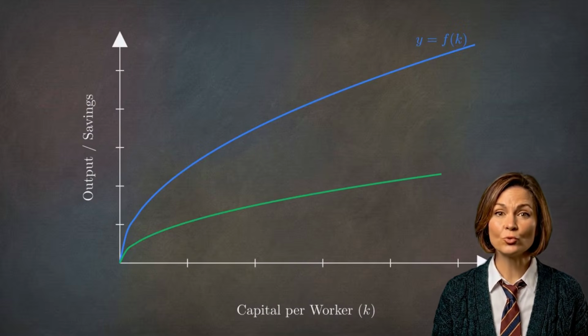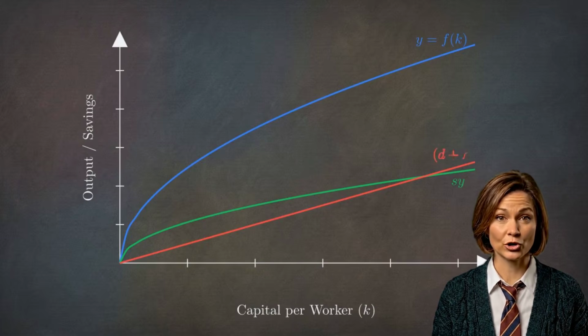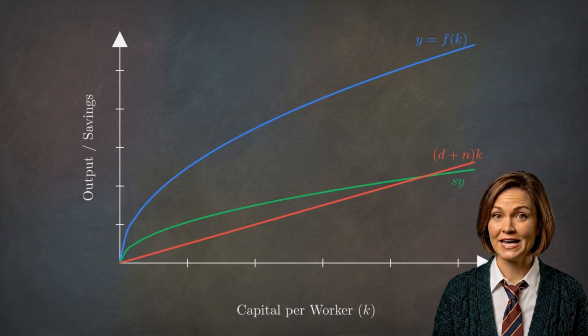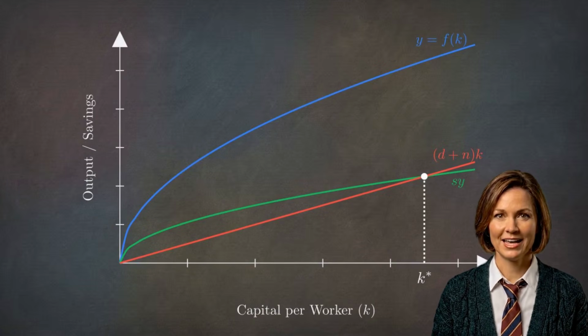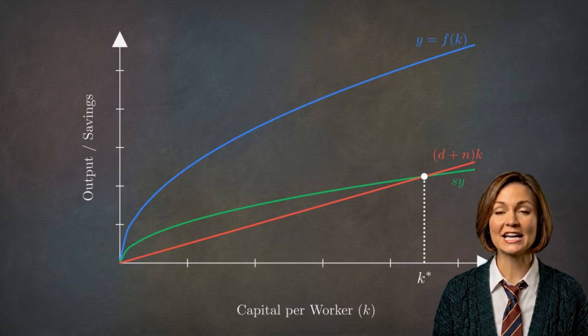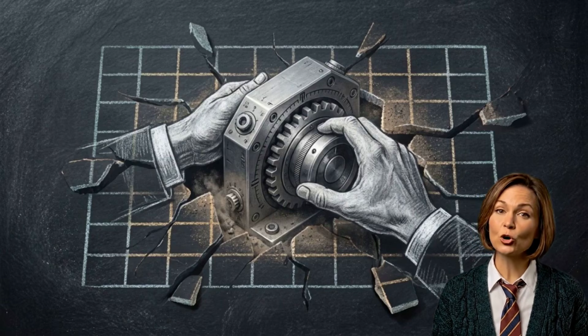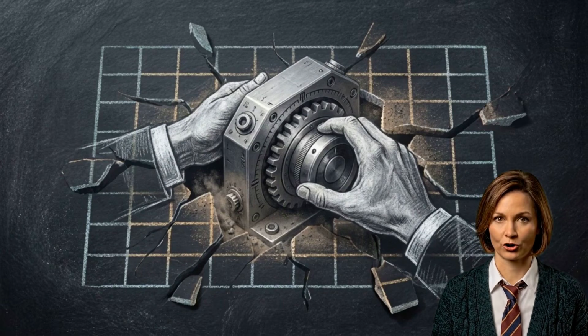It balances 3 core variables: technological progress, determining output per worker, the national savings curve, and capital depreciation along the break-even investment line. The exact point where savings and depreciation intersect determines the steady-state capital per worker.